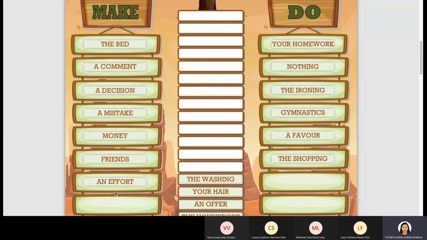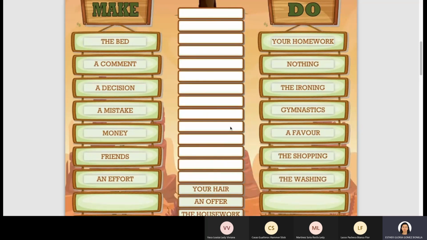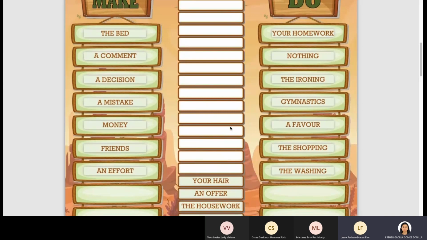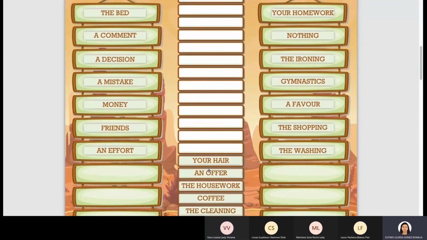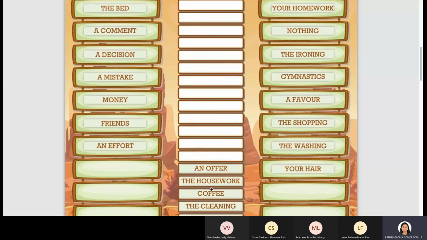The washing. Make the washing or do the washing? Do the washing. What about your hair? Do your hair or make your hair? Do your hair. Very good. To cook, to wash. An offer. Make an offer or do an offer? Make, teacher. Make an offer. Very good.